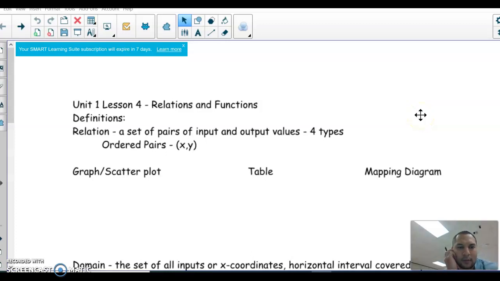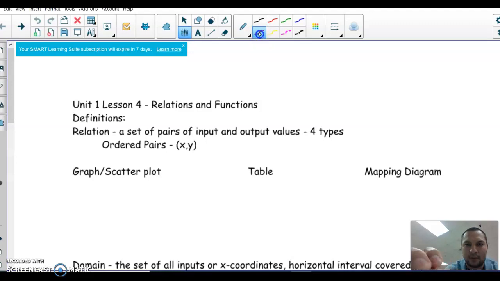All right, we're going to do lesson 4, unit 1, relations and functions. We'll need to define a few terms, draw some diagrams, and go from there. All right, a relation is defined as a set of pairs of input and output values. So it just pairs up your domain with your range, input and output.